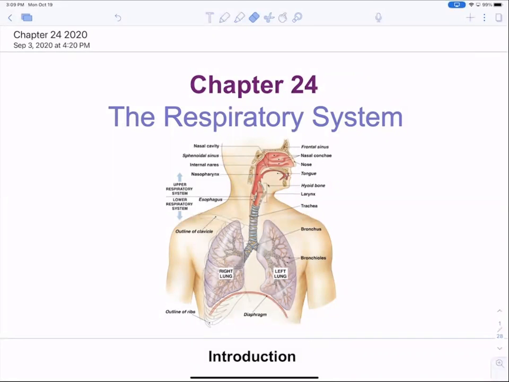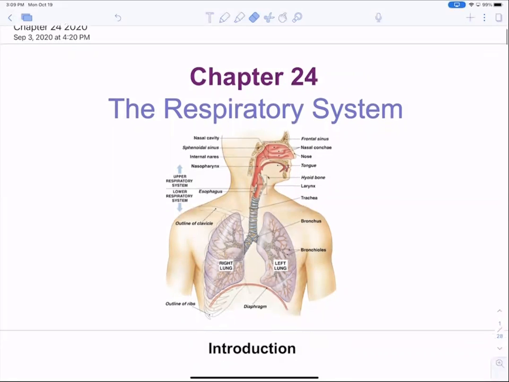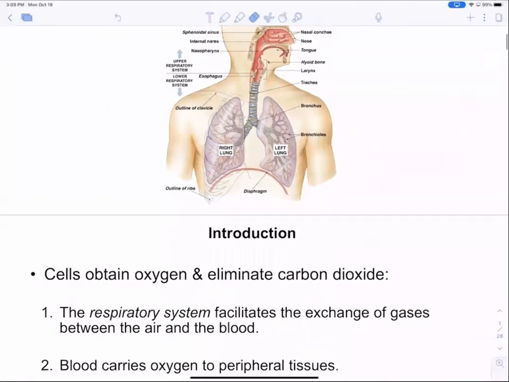Hello. We are going to talk about the respiratory system. And fortunately, the respiratory system, anatomically speaking, is not very complex. So this shouldn't take too long. So let's get to it.